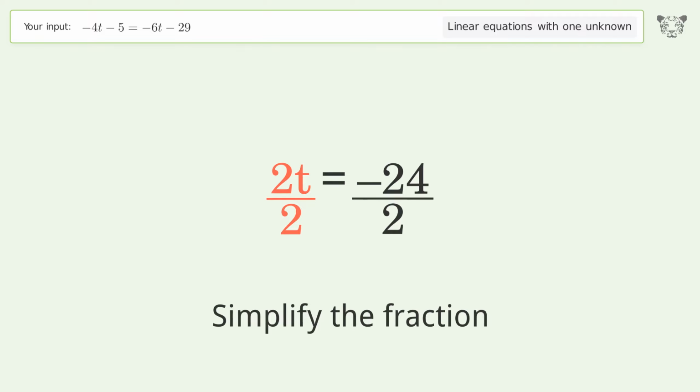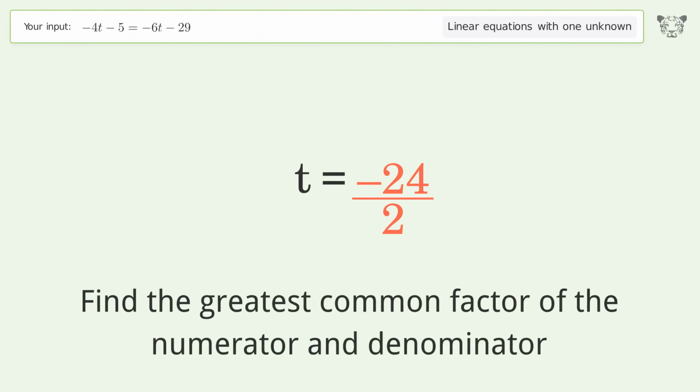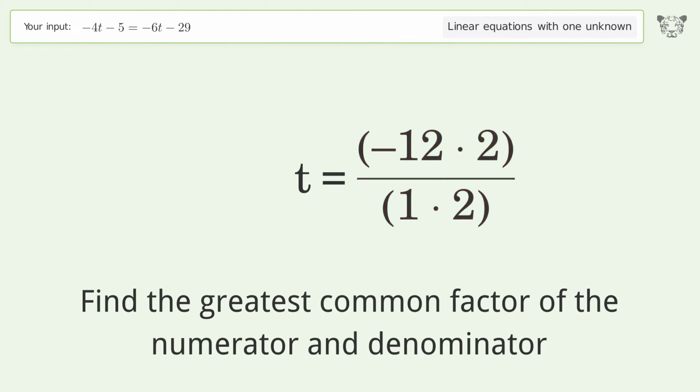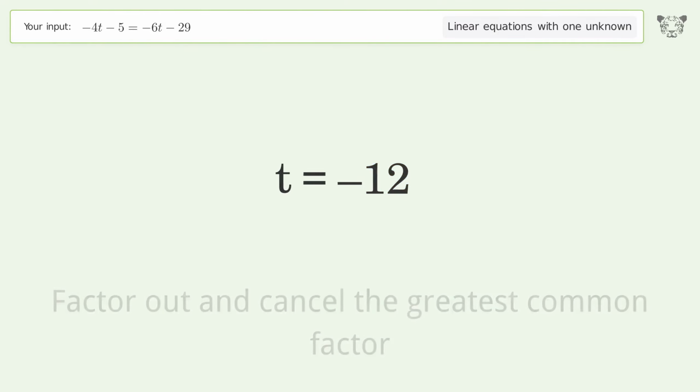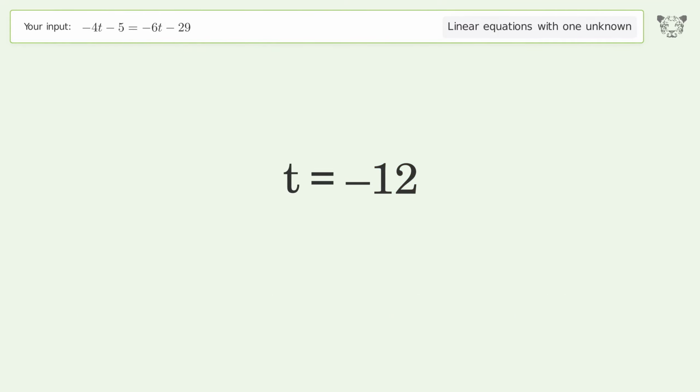Simplify the fraction. Find the greatest common factor of the numerator and denominator. Factor out and cancel the greatest common factor. And so the final result is t equals -12.